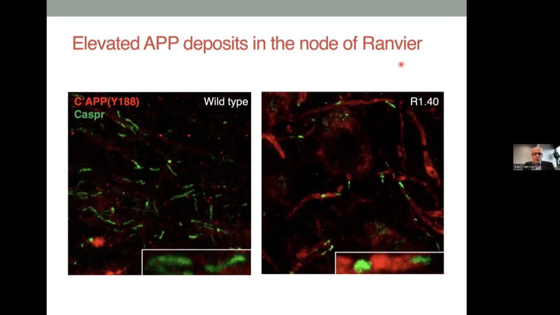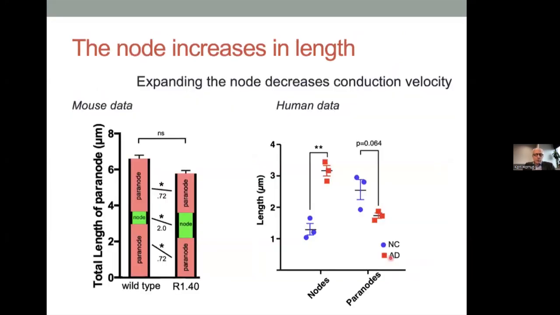So it will not surprise you that in the R140 mouse and also in human Alzheimer's disease, in the node of Ranvier, the level of APP goes up dramatically. And that has consequences because in both the mouse and in the human, the node actually increases in width. So as they fill with amyloid precursor protein, the length of the node increases. This is in the mouse. Here it is done graphically in the human.